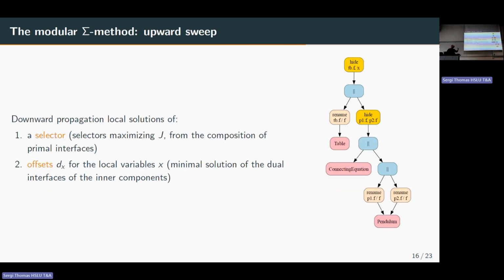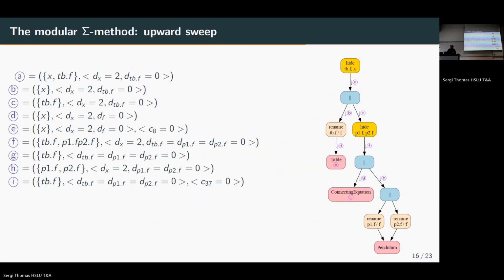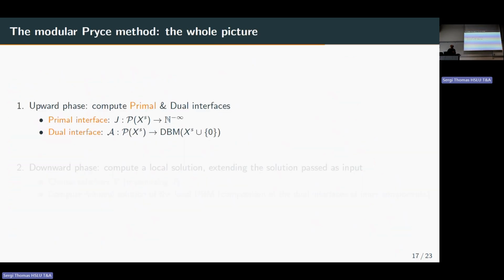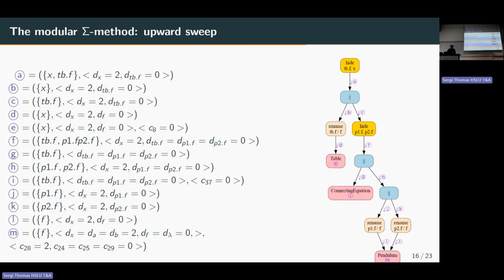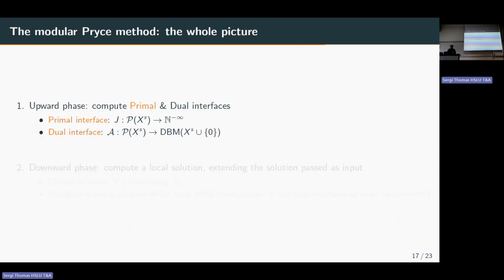And then you can do a downward propagation where you compute minimal solutions, where first you choose the maximizing selector for your system, and you compute a local solution for the dual problem, and you propagate this local solution down your directed acyclic graph. And this tells you exactly what index reduction you have to perform for each of your basic components in your term. Okay?